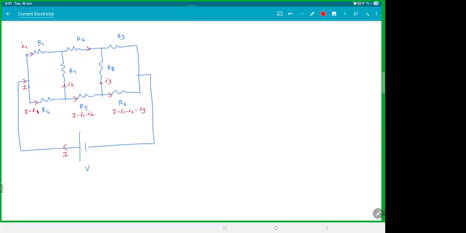I1, I2 will combine. This will be I1 plus I2. I1, I2, I3 will combine. This will be I1 plus I2 plus I3. And then the whole current comes back. So do whatever you want. The current has to come back to the battery.